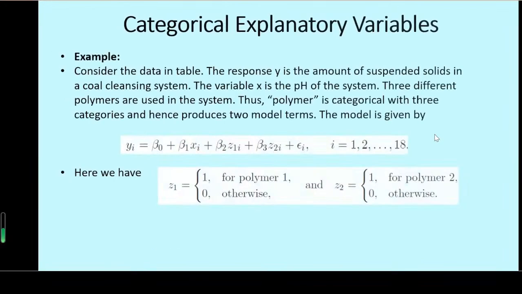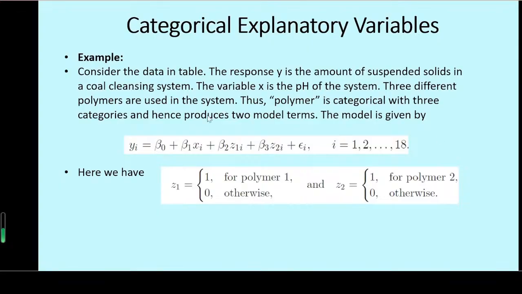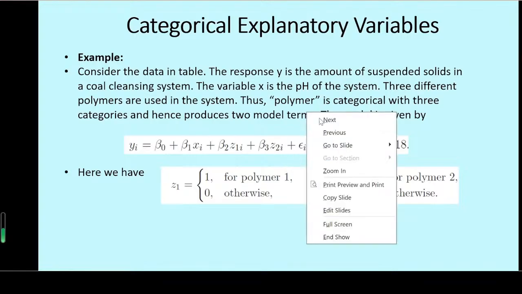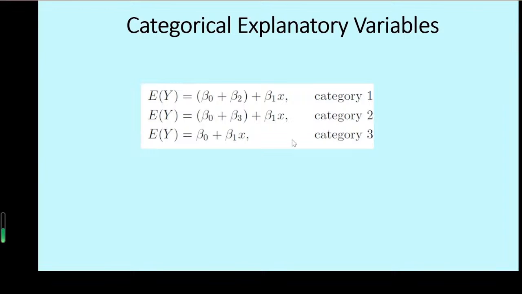So the model established has beta 1 for x, and beta 2 and beta 3 for the dummy variables for the first and second category. So for category 1, for this polymer dummy variable, we just put 1 for this value. And for the second category, we just put 1 for this variable. And for the other it is 0. And for the third category, both are 0. Right? So if we look at the previous page, it's quite clear.